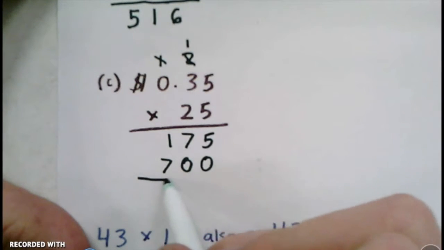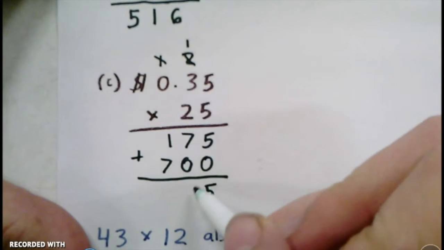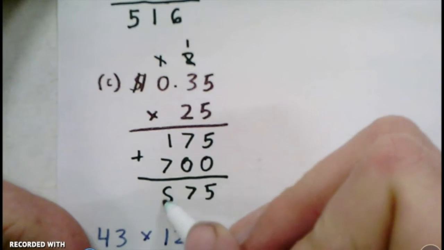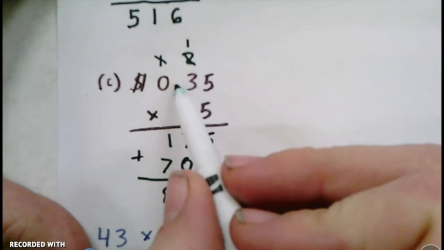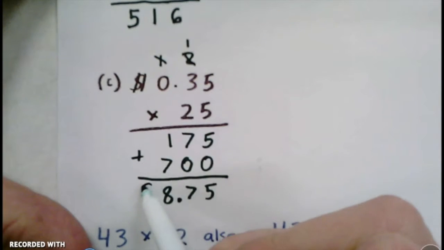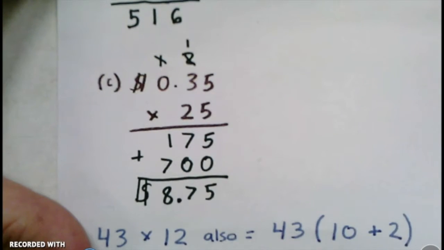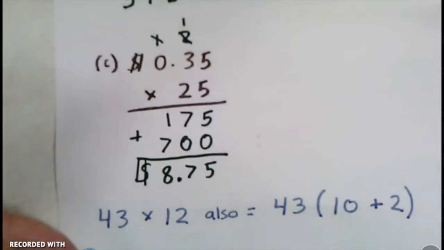Okay, and now I'm up to my adding. I'm going to add them straight down. 5, 7, 8. And now my last step is to add in my dollar and cent information. So my cent sign is going to drop all the way down into my answer. And my dollar sign, I'm going to put right there. So my answer is $8.75.